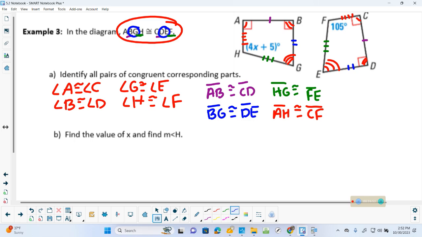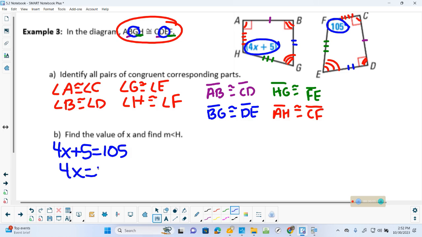All right, let's find x and the measure of angle H. Okay, so x, of course, right here. Remember, I didn't mark the 4 congruents because I didn't want to make a mess, so it's congruent to this one. That's easy enough to solve. 4x plus 5 equals 105. So I'm going to subtract the 5 over, which puts you down to 100. Divide by 4. You can do that without a calculator. What's 100 divided by 4? 25.